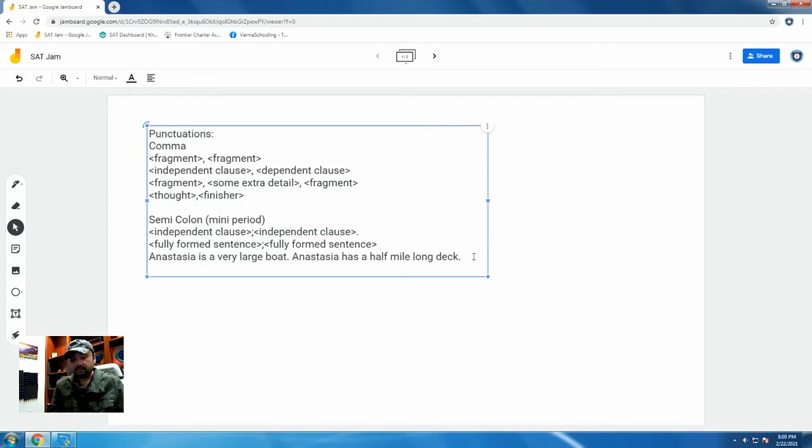But what we could do here is like this. Anastasia is a very large boat, semicolon. It has a half-mile long deck. So what we did here is, when it's not an official sentence per se, like it has all structures working for it, if you would just say it has a half-mile long deck, somebody's going to be like, what is it? What does it mean? Then you have to specify instead of it, if there was a period before that, Anastasia has a half-mile long deck.